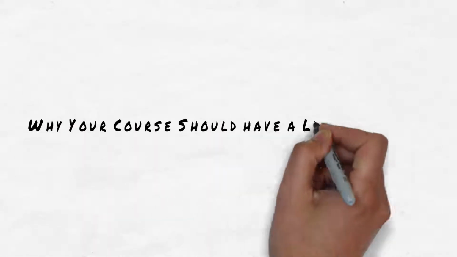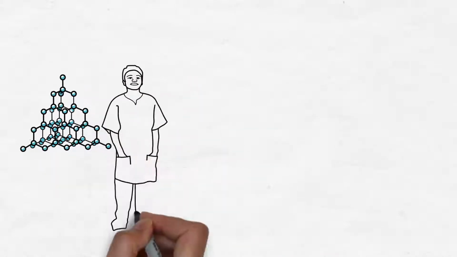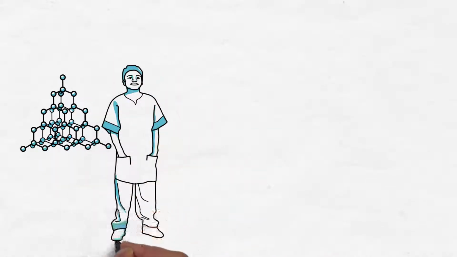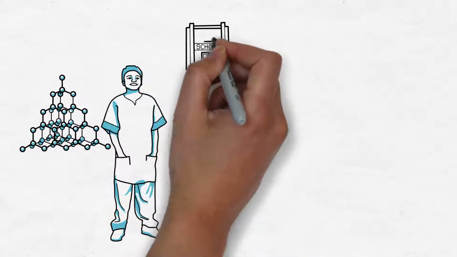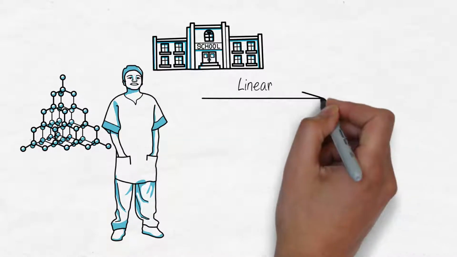Why your course should have a linear design. How you structure your online course can directly affect the success of students, and the structural difference is key to certain demographics. In general, most college courses benefit from a linear structure because they are best received by their audience.